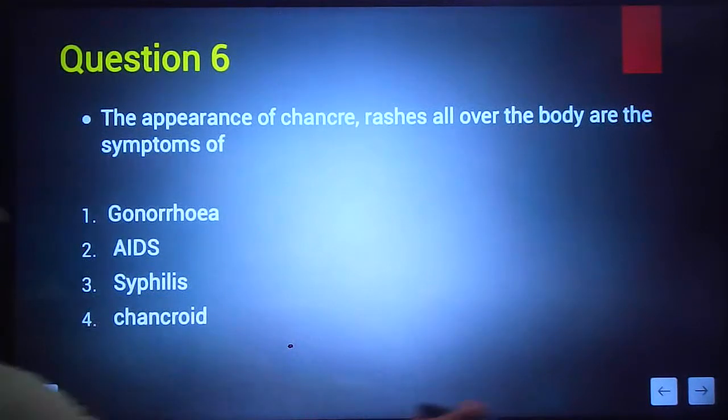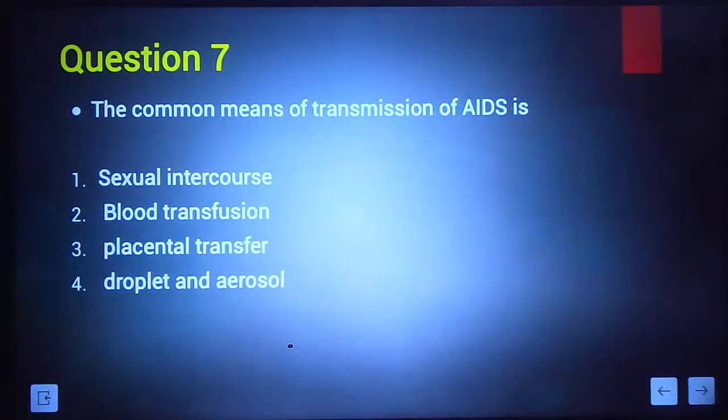So option 3. So, last few questions. Question 7. The common means of transmission of AIDS: sexual intercourse, maybe unprotected sex, blood transfusion, placental transfer, droplet and aerosol. Which among these is the correct option for the common means of transmission of AIDS?